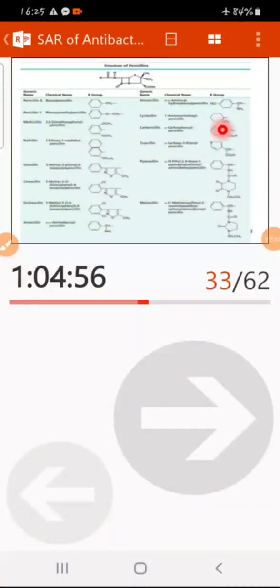Then carbenicillin. This is the alpha carbon. On the alpha carbon there is a carboxylic group. This carboxylic group is not an electron withdrawing group, but it is a hydrophilic group. Therefore, on the alpha carbon we have carboxylic but not electron withdrawing group. Therefore, it is an acid sensitive compound, not given orally, but it is broad spectrum.